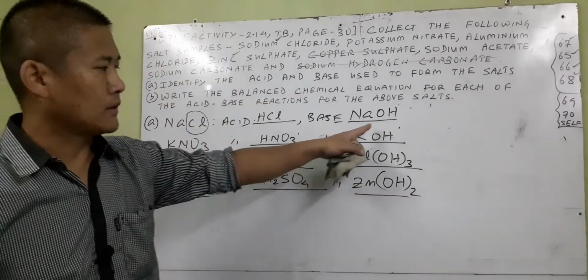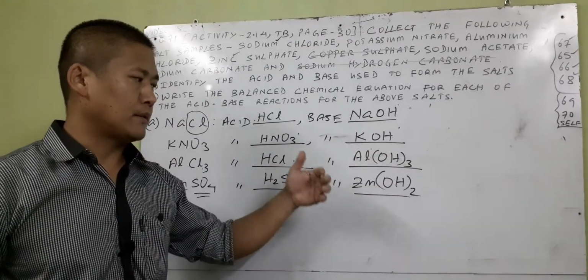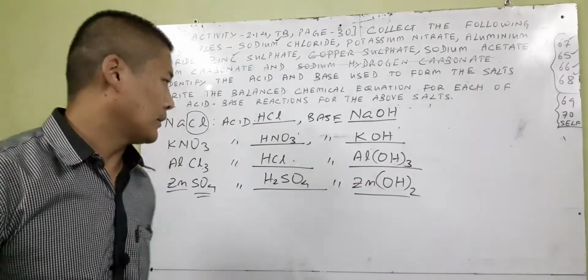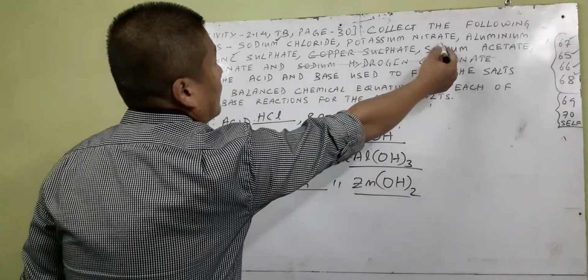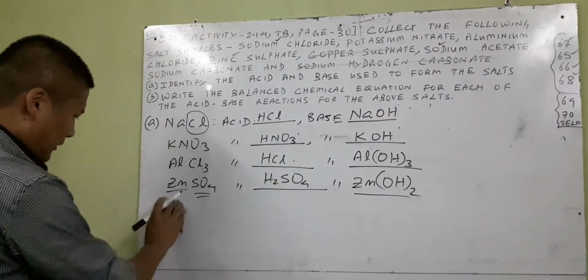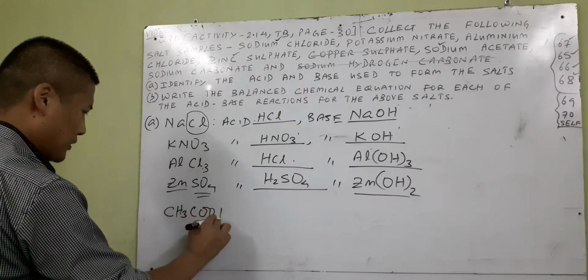Now most of the bases contain OH because, by definition, a base is a substance that releases hydroxide ions in water, right? So next, zinc sulfate, then copper sulfate we have opted out, so sodium acetate. This has a rare formula. Listen to this. Sodium acetate formula is CH3COONa.